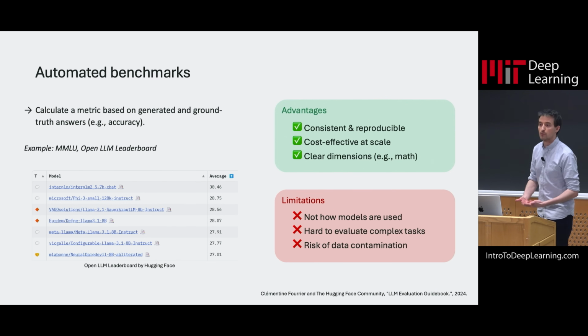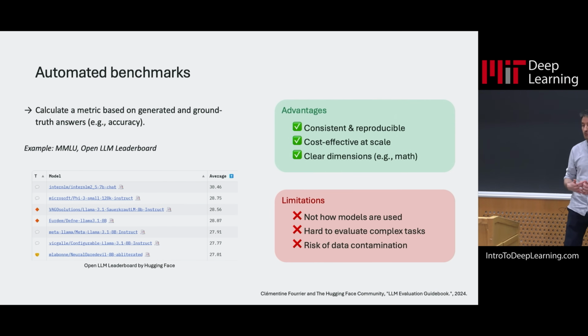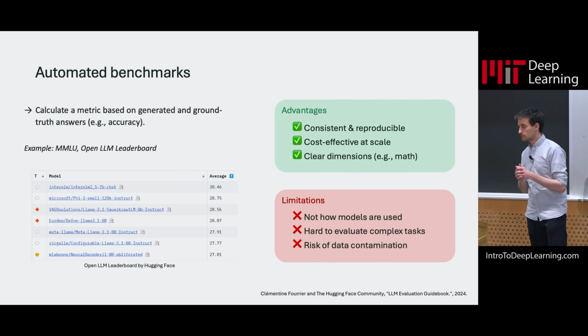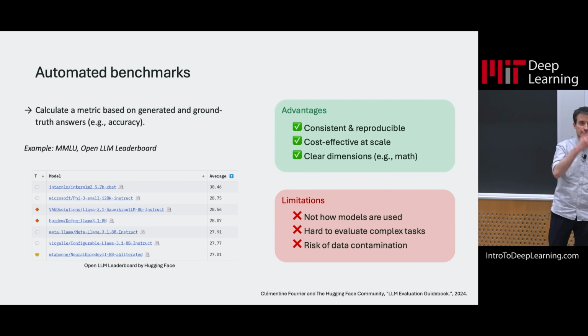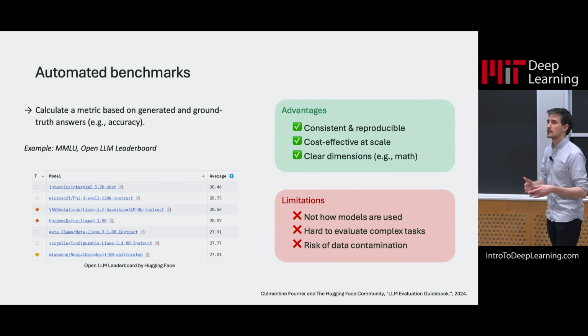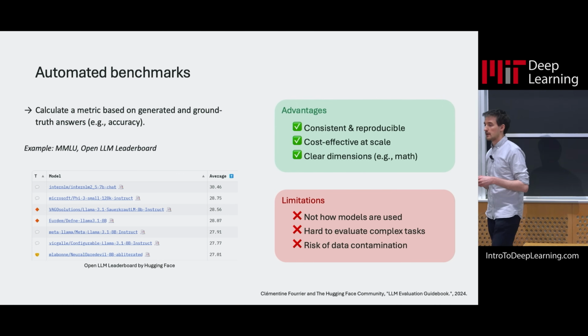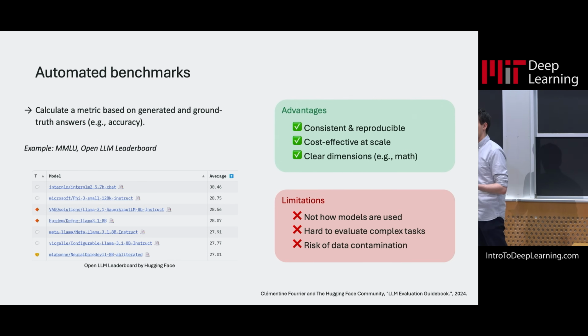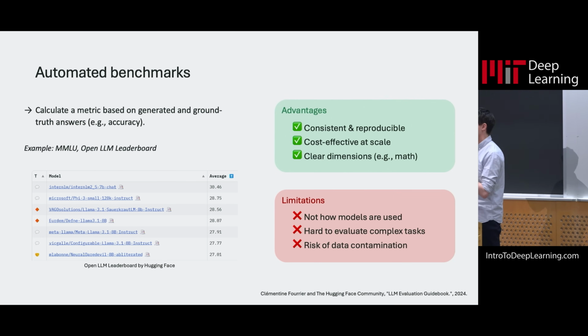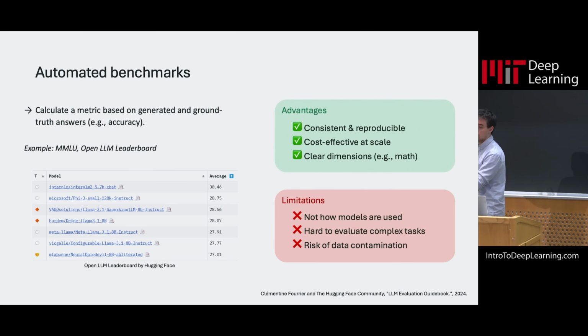So this has really good properties. It's really scalable. It's really cost-effective. You can design benchmarks for very precise tasks like math, or even algebra. It can be very, very precise. It's also reproducible, which is really nice because people can make sure that your evaluations were correct.